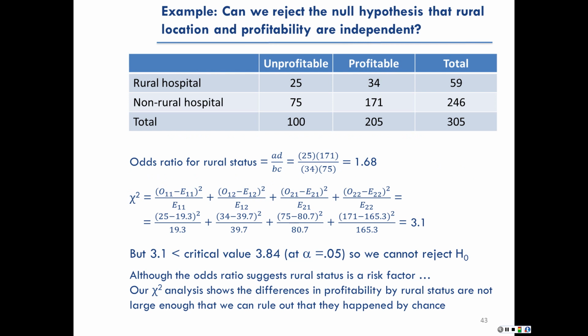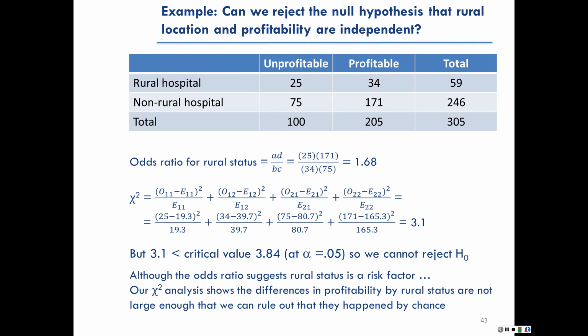Okay, that being said, we can create both odds ratios and do a chi-square test using a 2x2 table. Just because the odds ratio is greater than 1 does not mean that you can reject the null hypothesis that these two variables are independent or not associated, right? So I'm going to walk you through an example here. The question is, can we reject the null hypothesis that rural location and profitability are independent? I put the table back up on the slide here, and I've also calculated the totals around the margins because we need those to calculate the chi-square test.